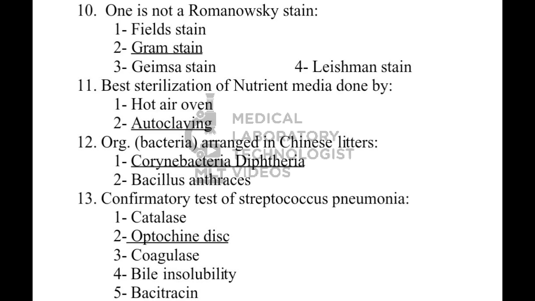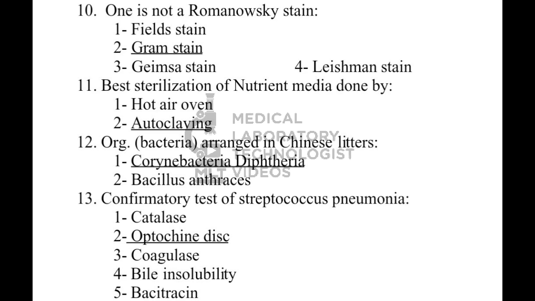Next question is bacteria arranged in Chinese letters. This is a very important question. Mostly they will ask which type of bacteria will show Chinese letter arrangement. Options are Corynebacterium diphtheriae and Bacillus anthracis. Answer is Corynebacterium diphtheriae.